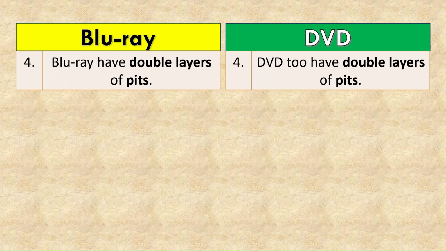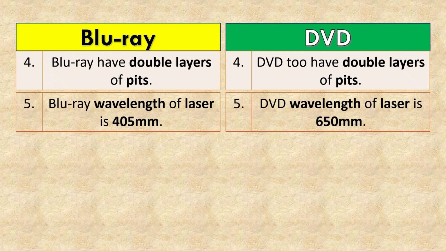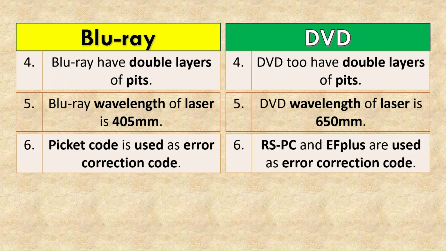Blu-ray has double layers of pits. DVD too has double layers of pits. Blu-ray wavelength of laser is 405 nm, DVD wavelength of laser is 650 nm. Picket code is used as error correction code. RSPC and EFM+ are used as error correction code.